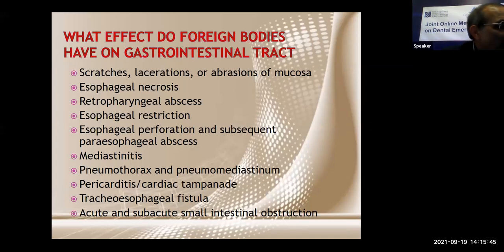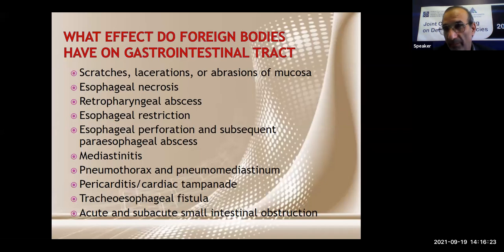Also, some problems occur when objects enter the gastrointestinal tract. Although most of these problems have not been seen as complications of dental procedures, we must know about them. For example, the scratches, laceration, and abrasion of mucosa. This happens after going to the stomach and intestinal tract.